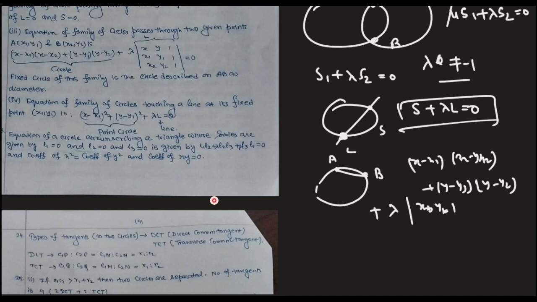We have the relation that the family of circles will be L1 L2 plus lambda times L2 L3 plus mu times L3 L1. Here we know that in case of a circle the coefficient of x square is equal to the coefficient of y square, both coefficients are equal. That is the first part. The coefficient of xy, that is h, should be 0. After applying these conditions we are able to find lambda and mu, then we will get the equation of the circle.